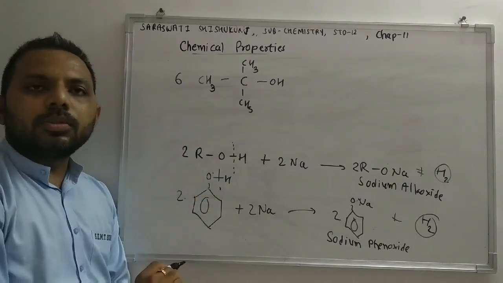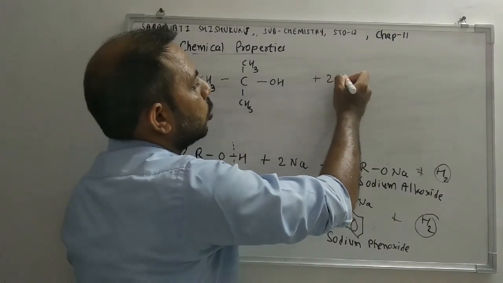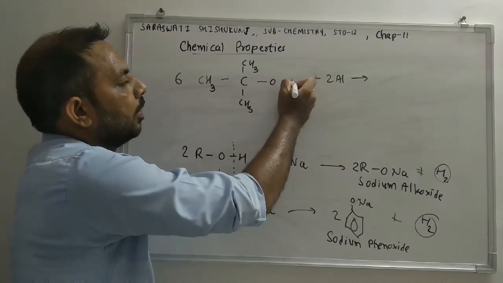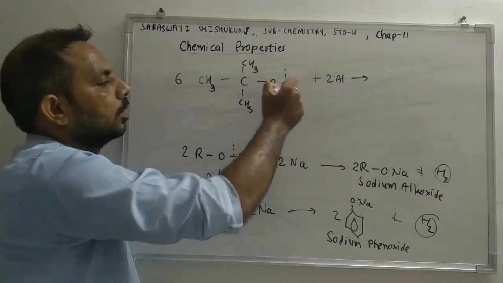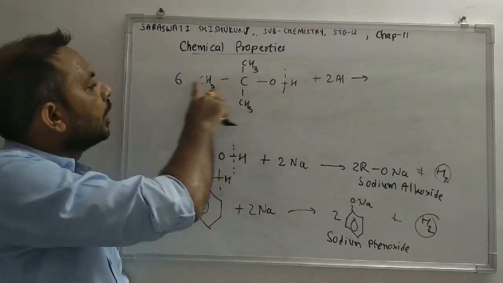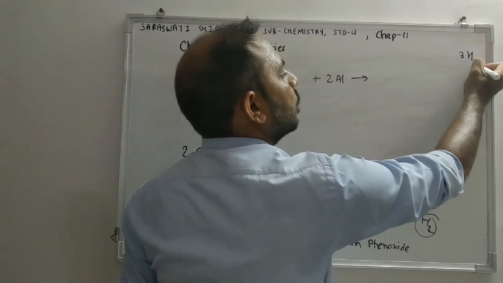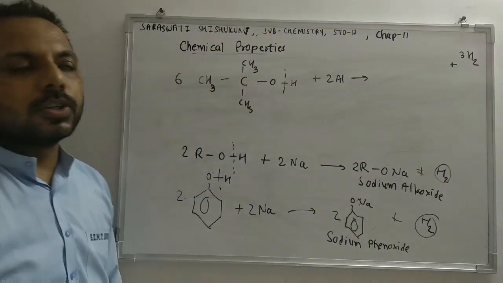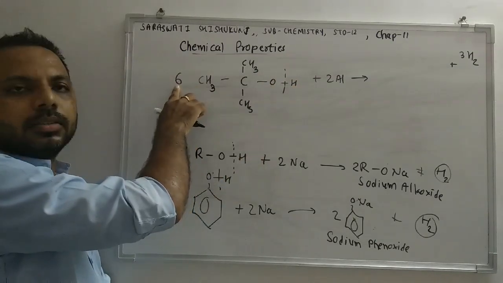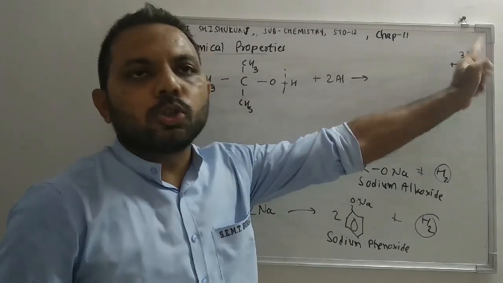We have taken 6 moles. It reacts with 2 moles of aluminium. Now as we know, the bond between oxygen and hydrogen is broken. This bond is broken. So 6 hydrogens are released. So it will be released in the form of 3H2. Okay. So first product is, this bond is broken, so 6 hydrogens are released. So 6 hydrogens can form 3 moles of H2.